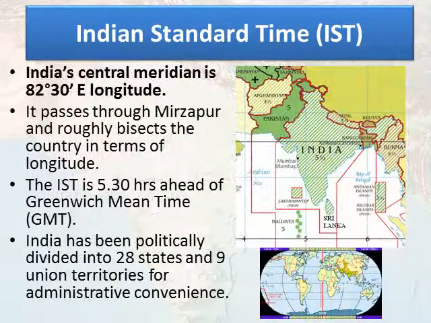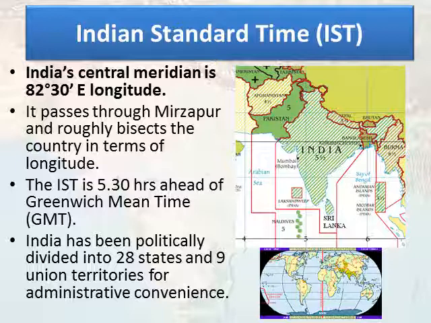Dear children, India's central meridian is 82 degree 30 minutes east longitude, and it passes through Mirzapur and roughly divides the country in terms of longitude. The IST is 5.5 hours ahead of Greenwich Mean Time or GMT. As you know, Greenwich Mean Time is a mean solar time at the Royal Observatory in Greenwich, London, counted from midnight. So, Indian Standard Time is 5.5 hours ahead of Greenwich Mean Time.